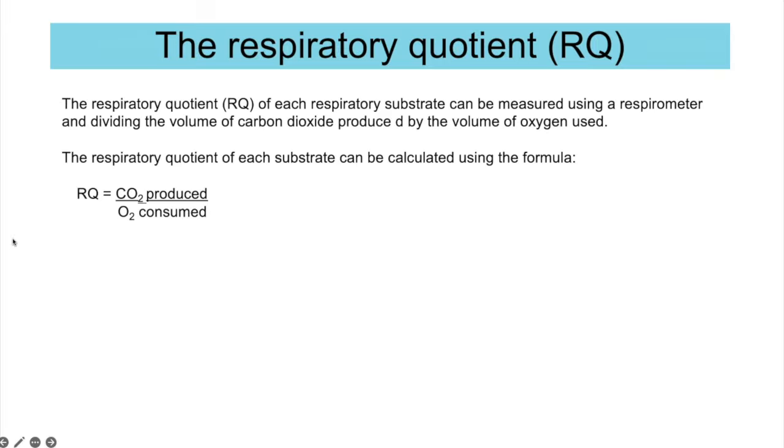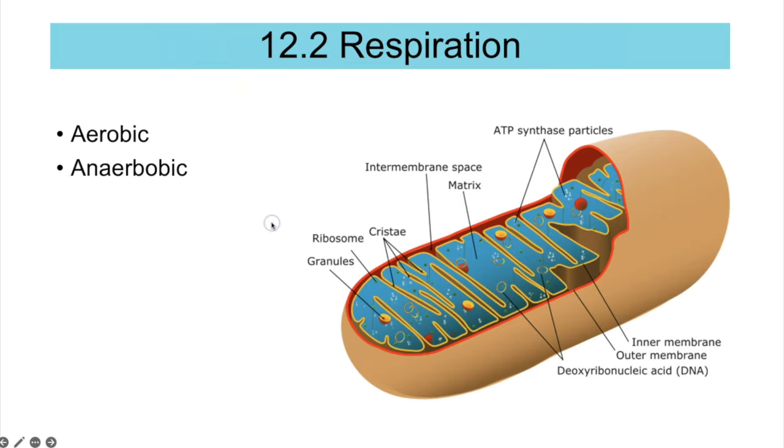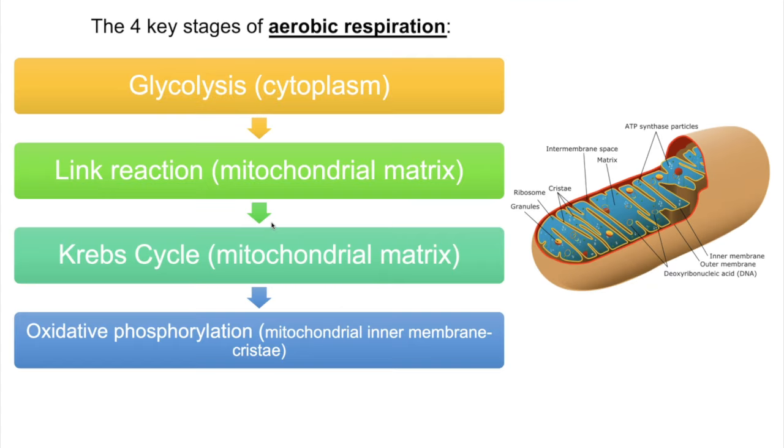So the respiratory quotient, or RQ, of each respiratory substrate can be measured using a respirometer, which is one of the practicals that you need to be familiar with. And you divide the volume of carbon dioxide produced by the volume of oxygen used. So that would be your formula, the carbon dioxide produced divided by oxygen consumed. And then you can use that to compare different substrates as well. So now we're going to move on to 12.2, which is respiration, both aerobic and anaerobic respiration.